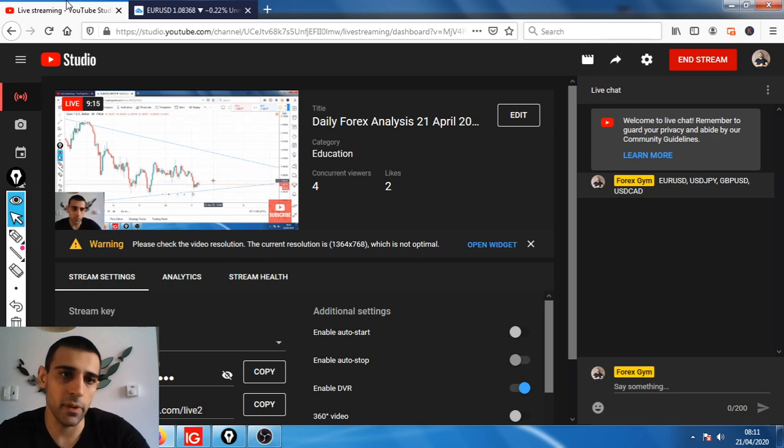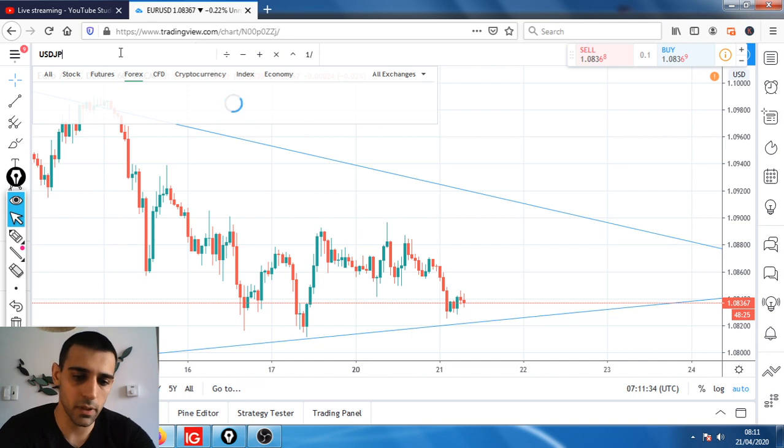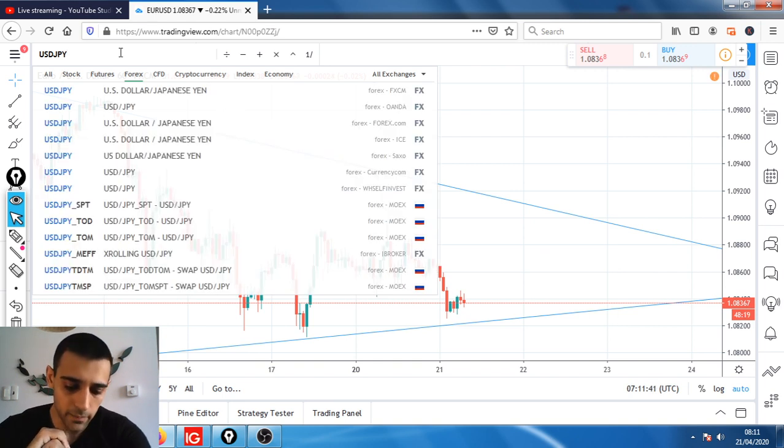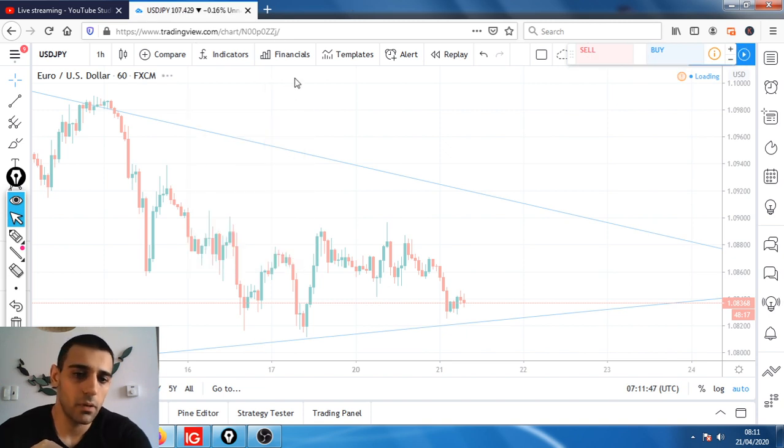US dollar against Japanese yen. Let's go to the US dollar against Japanese yen, USDJPY. And we're going to start analyzing for the USDJPY. Right, let's jump into this JPY.